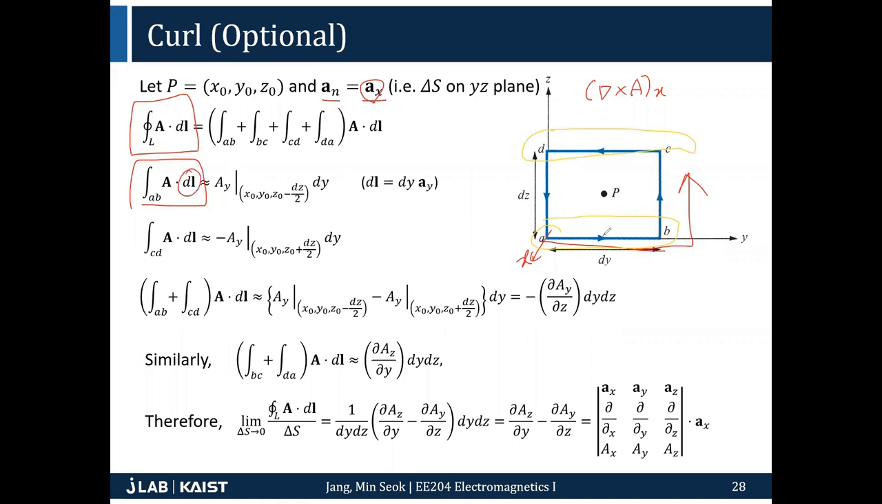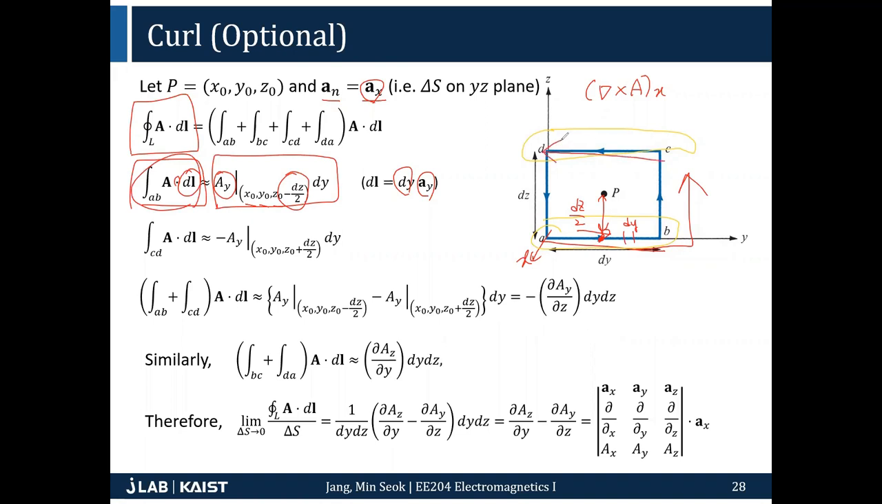Here dl for the a, b component is just dy multiplied by a_y, right? So the direction is the y direction, and the amount is dy. Because dl has y direction, you only need to take the A_y component because you have a dot product here. So you need to evaluate A_y at the center of this line. The center of this line is of course x0, y0, z0 minus dz divided by 2, because this is about dz divided by 2, right? So you multiply this, and then you get this.